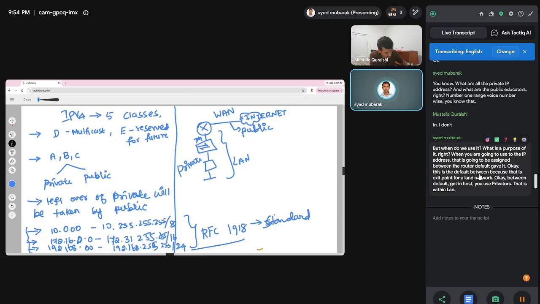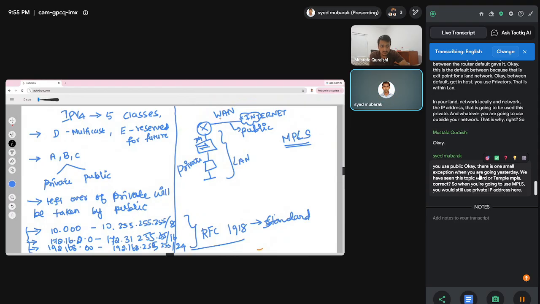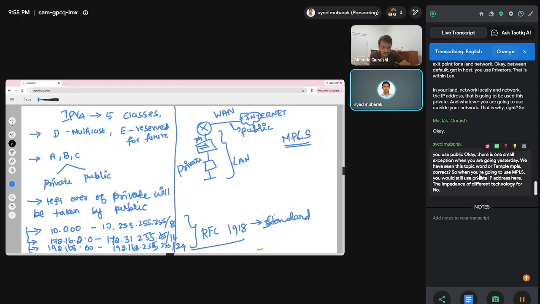Okay, there is one small exception. Yesterday we saw this term called MPLS, correct? When you are going to use MPLS, you would still use private IP addresses here. MPLS is a different technology. For now, you ignore it.